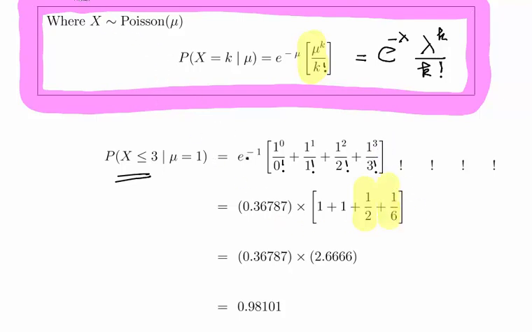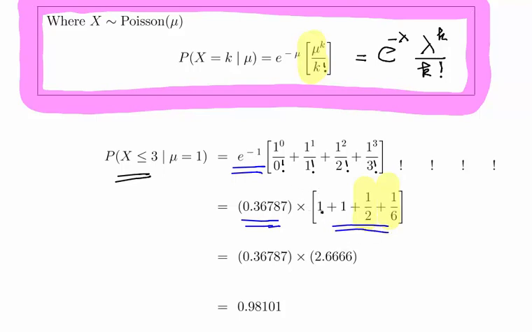e to the minus 1 is 0.36787. You don't have to go to so many decimal places as I do. I go more accurate so you're able to track how close you got. In a real life exam situation, 4 decimal places is probably more than enough. But I'll go a little bit extra accurate just so you know how close you are to the real thing.